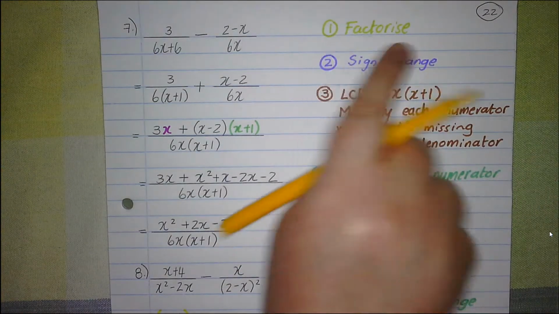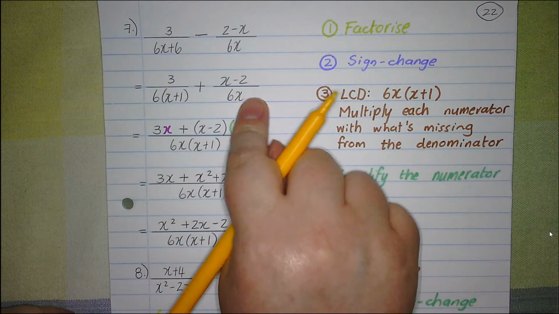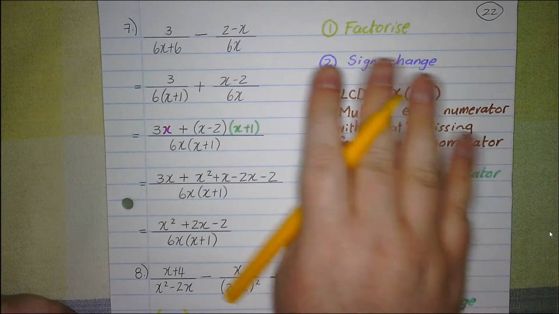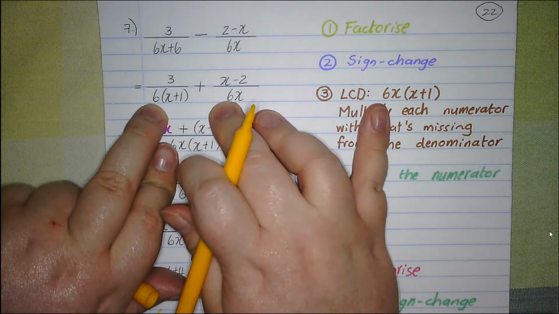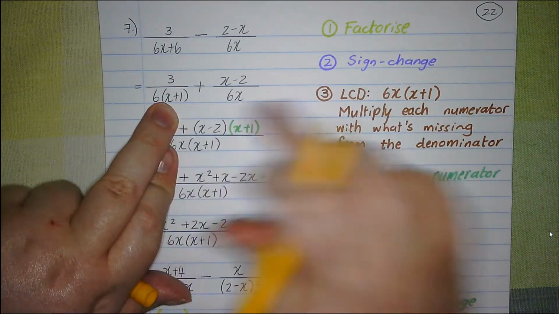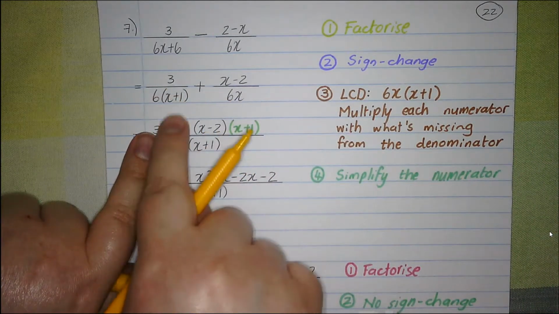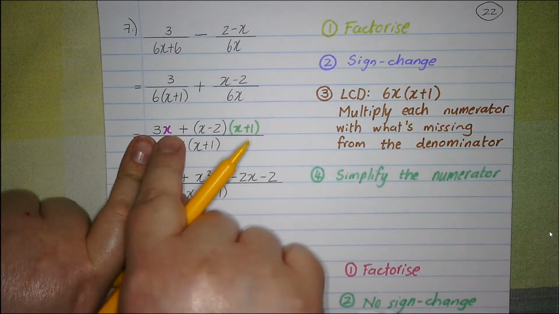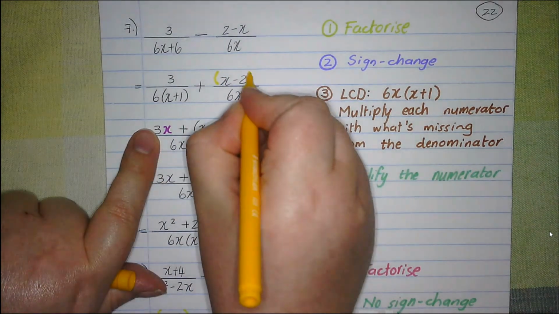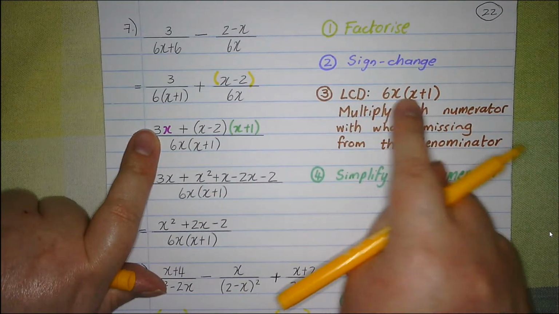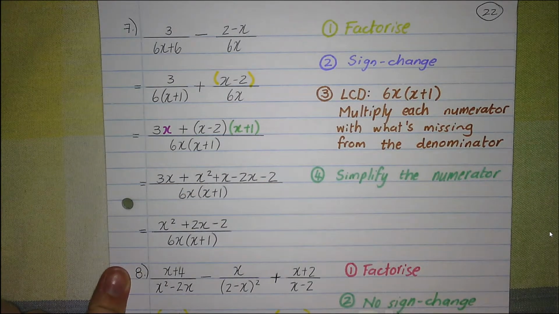Okay, again we need to factorize. Over here we take out the 6, and we have 6x over here. So there's no sign change, and we check for the LCD. We need a 6, we need an x, and we need an x plus 1. So the LCD consists out of all of them. And then here, this one is missing from the LCD an x, so we multiply with x plus that plus there. This is in invisible brackets. This denominator is missing x plus 1, so we multiply with x plus 1, and we simplify the numerator again.